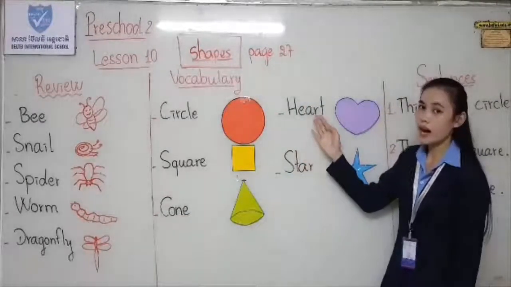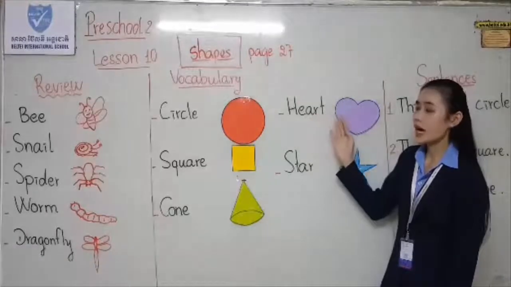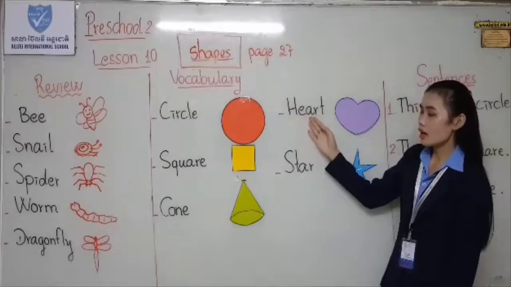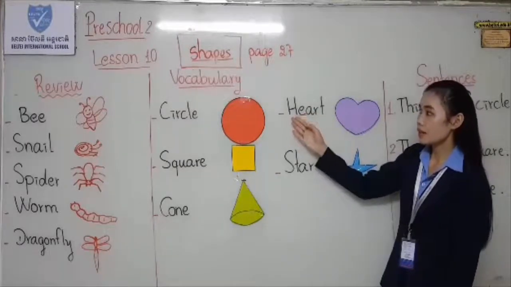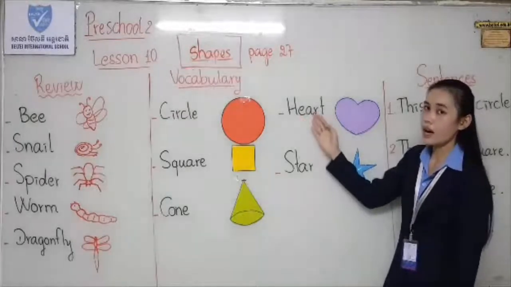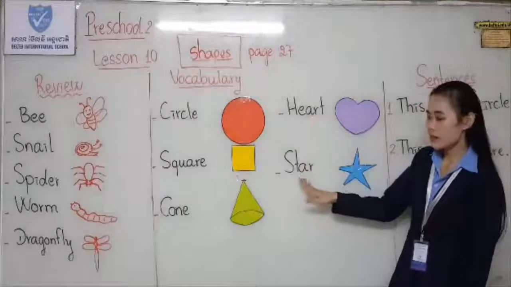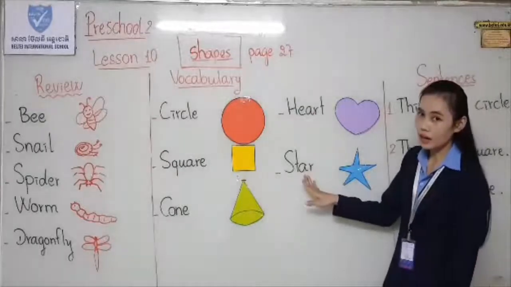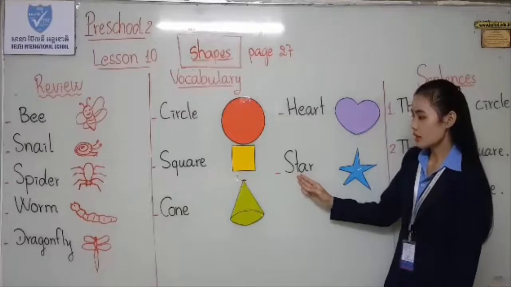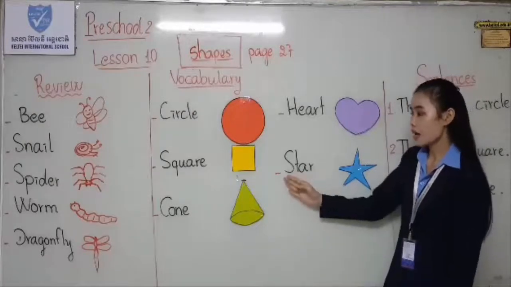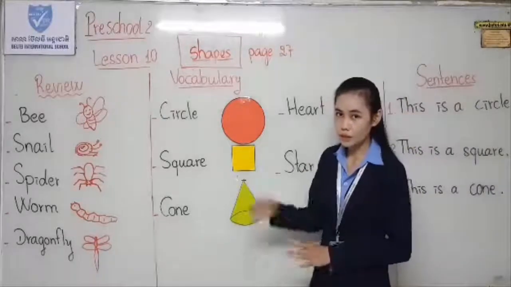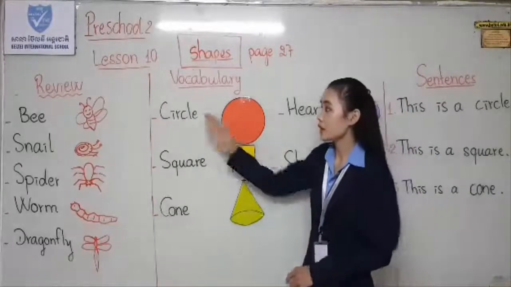Heart, you can spell H-E-A-R-T. The last word is star. We can spell S-T-A-R. So let me translate all this vocabulary for you.